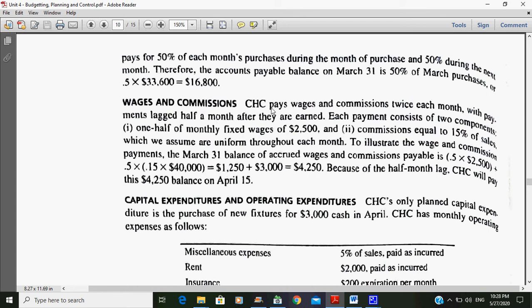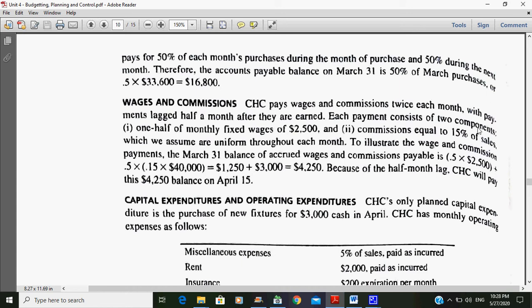Wages and commissions now. CHC pays wages and commissions twice each month, with payments lagged half a month after they are earned. Each payment consists of two components: one, half of monthly fixed wages of 2,500, and two, commissions equal to 15% of sales, which we assume are uniform throughout each month. To illustrate, this will really mean half of monthly fixed wages, right? Which will be half of 2,500.